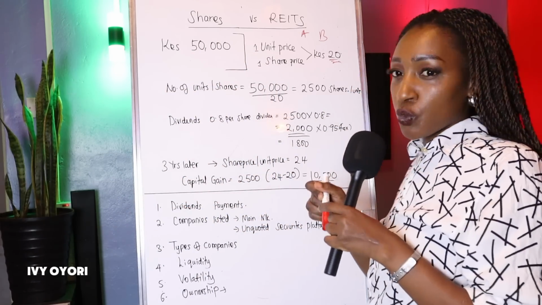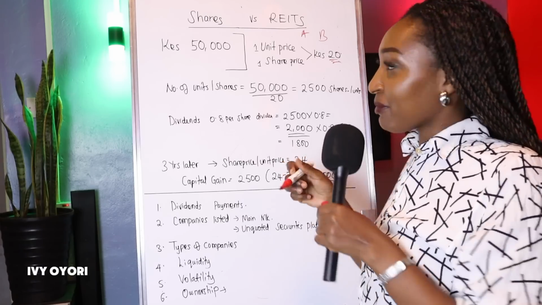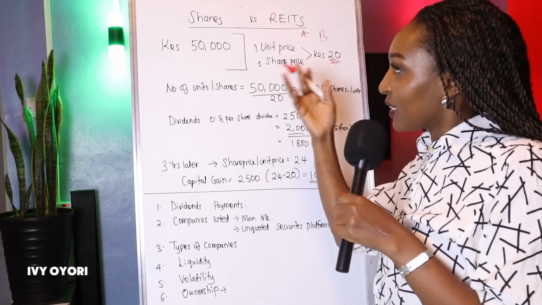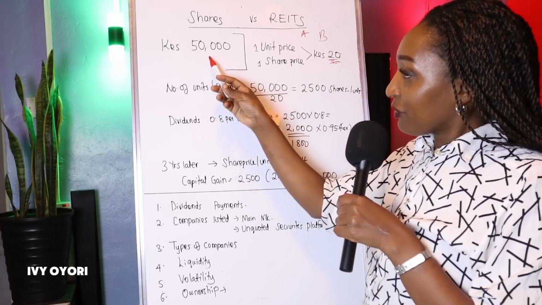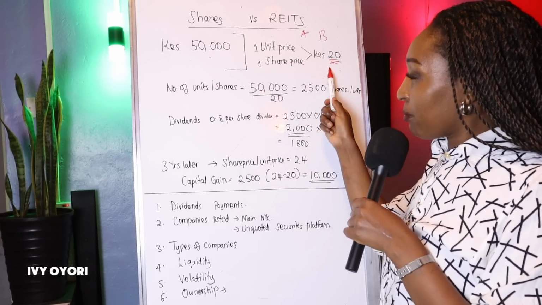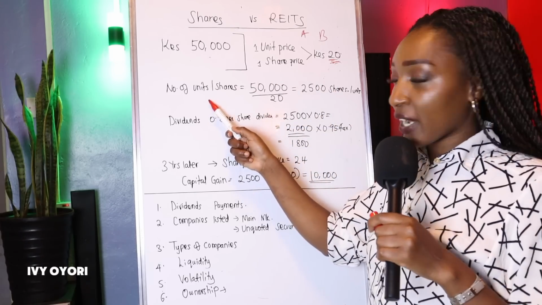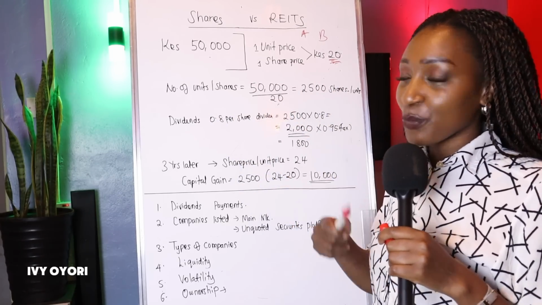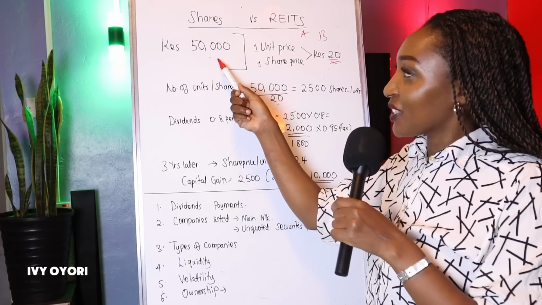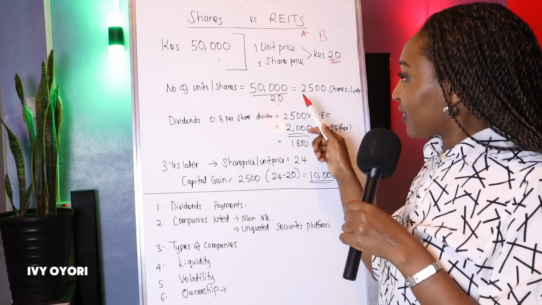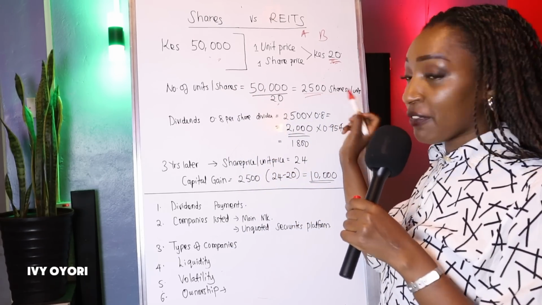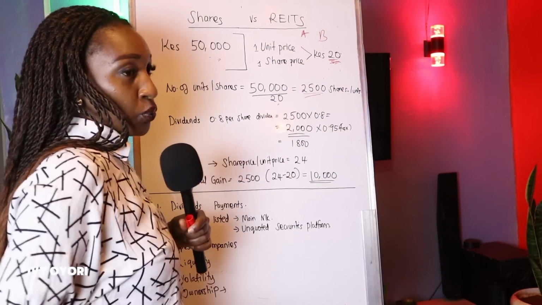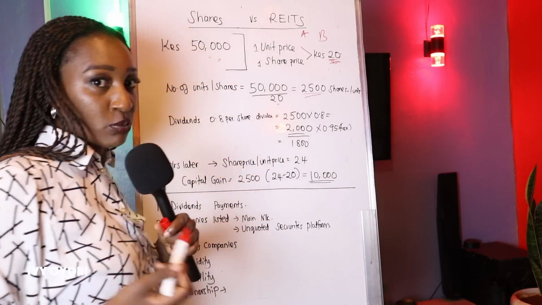So let's say that you go to one of the three that I've mentioned and the price of their unit is 20 shillings. So it's quite the same. You have 50,000 Kenyan shillings, the same price. So if one unit or one share goes for 20 shillings, how many shares or units will you be able to buy with 50,000 Kenyan shillings? So you divide the two, you'll be able to buy 2,500 shares, which is 2,500 units for real estate investment trusts.